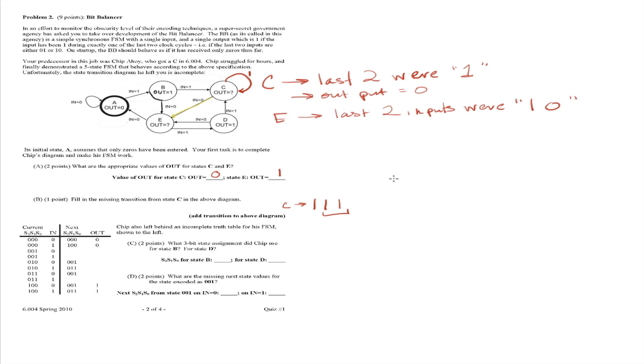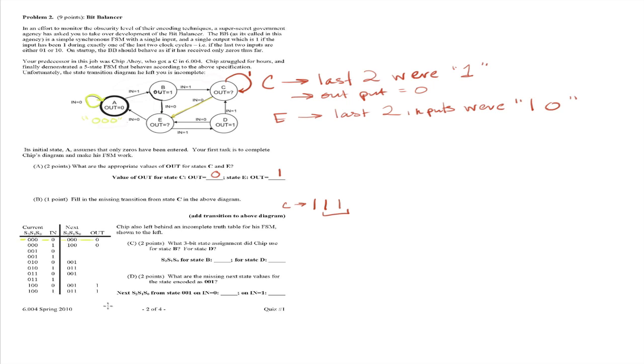Now, on part C, we're given an incomplete truth table for this finite state machine, shown to the left. So if we want to determine which state is which, we can start off by looking at the fact that in state 0, 0, 0, the input is a 0, and then we stay in state 0, 0, 0. So that must be state A because we have this arrow right here. So this is 0, 0, 0.